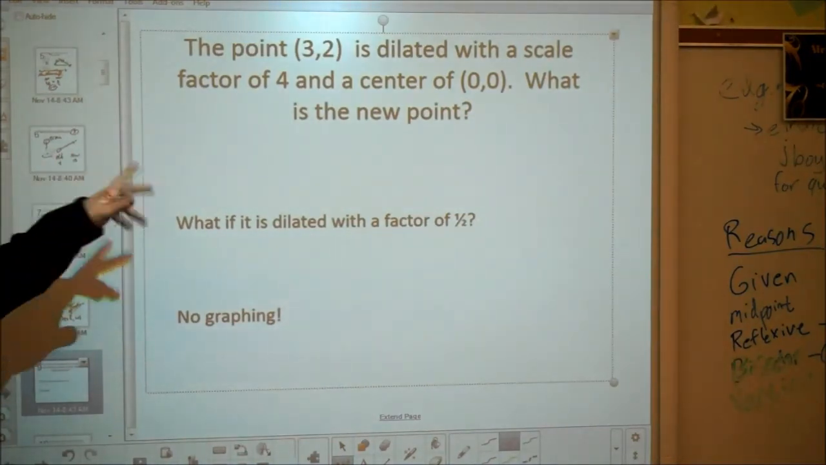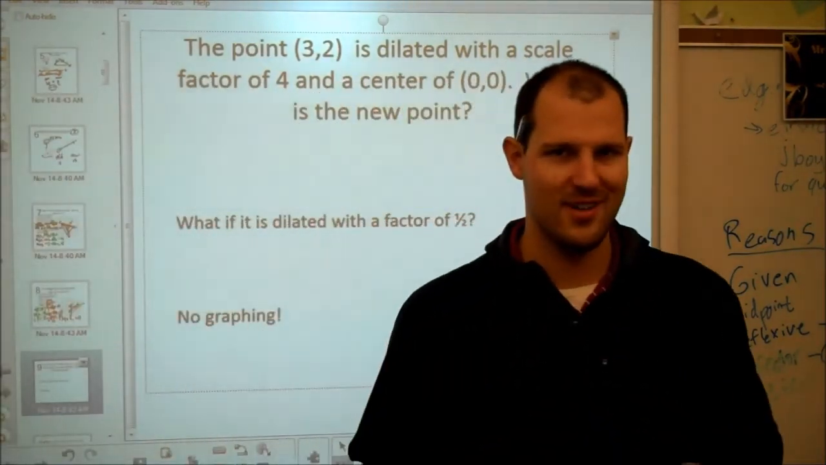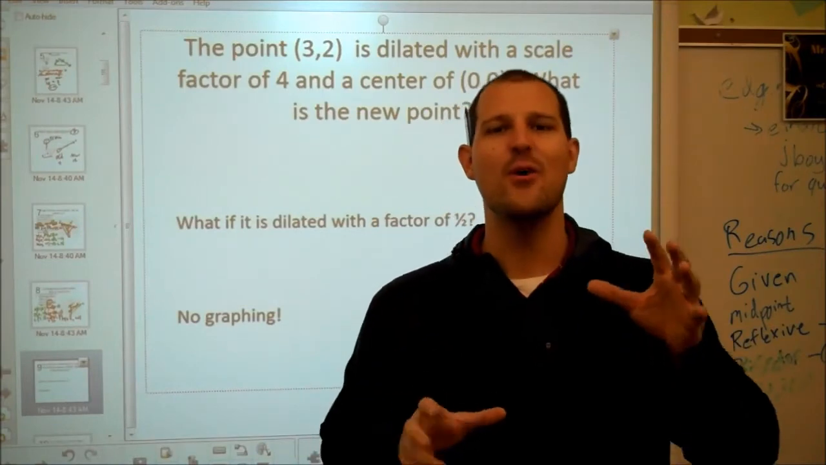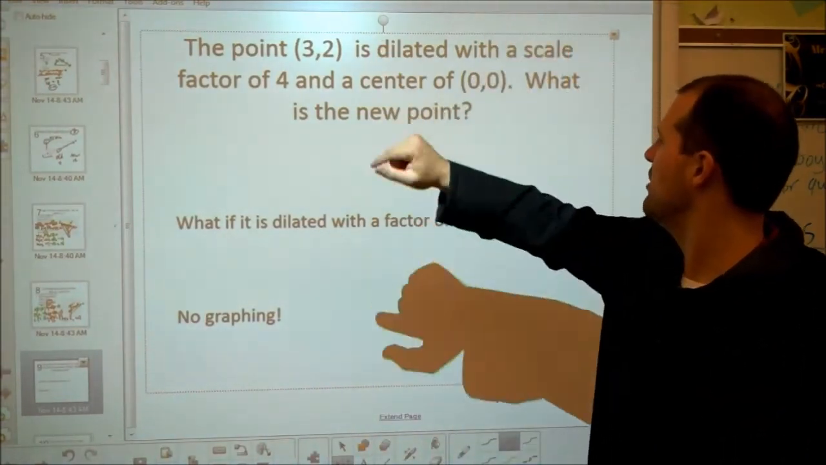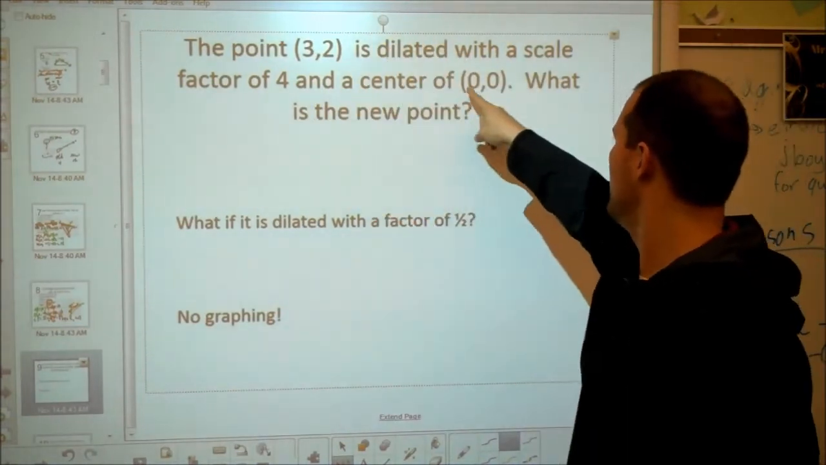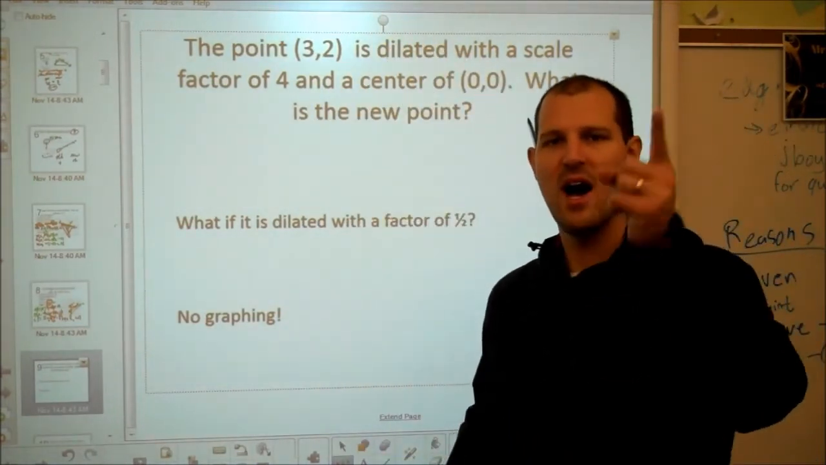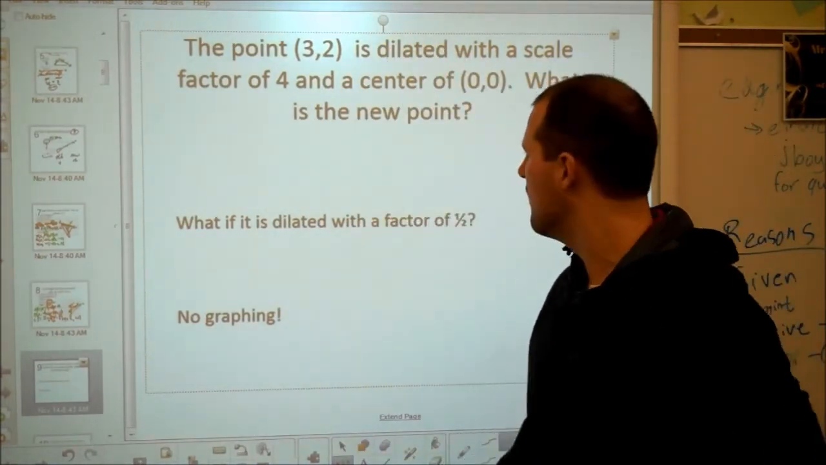Okay, now let's do one without the visual. We've used the visual, we've seen it, we also want to be able to do it even if we don't have time to graph it. Okay, so we get a point 3, 2, dilated with a scale factor of 4 and a center of 0, 0. What is the new point? Pause the video and try it yourself.